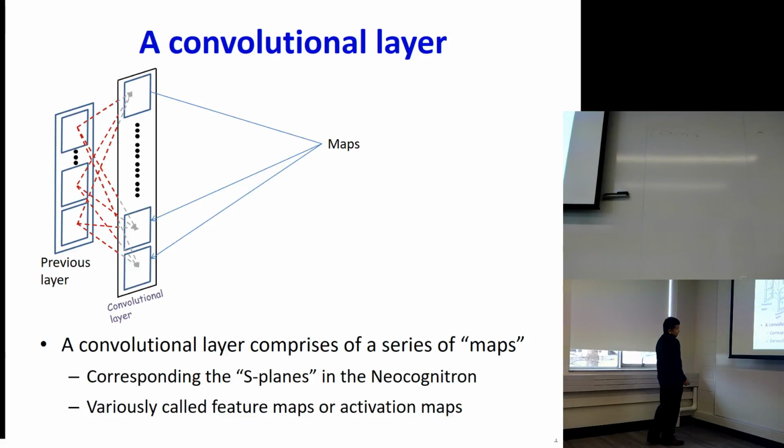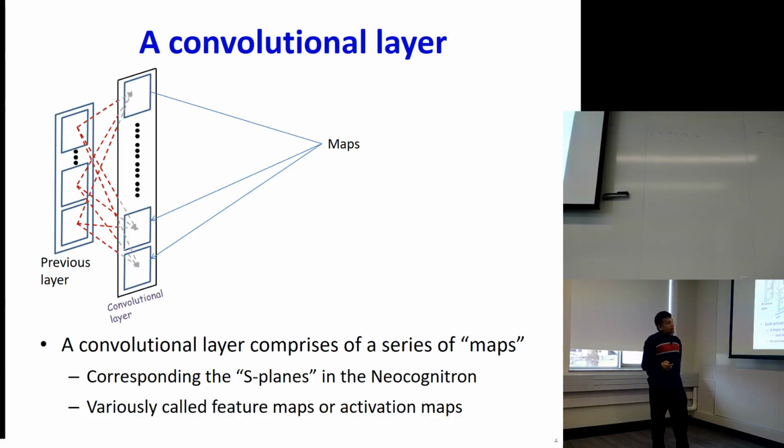They comprise a series of maps corresponding to the S-planes in the neocognitron. They are variously called feature maps, activation maps, or as some of you have discovered on your Piazza channels. Okay, so you have the previous layer. These previous layer maps contribute to providing all of these maps.